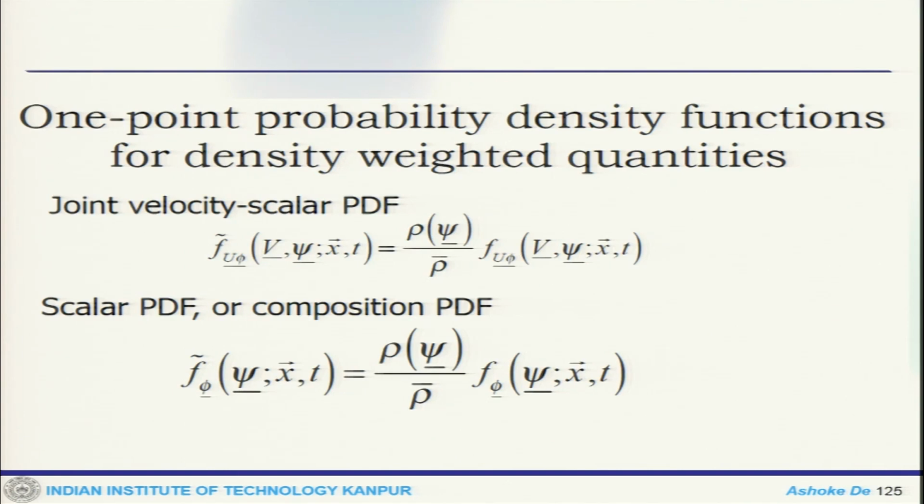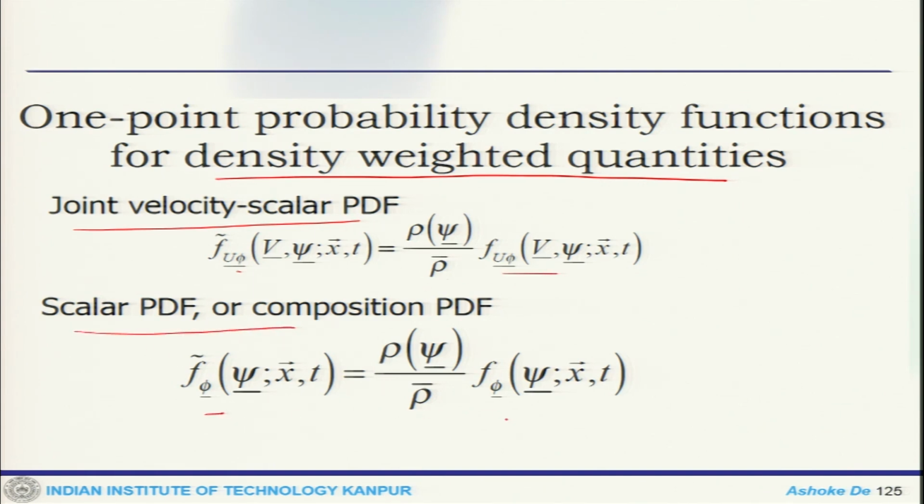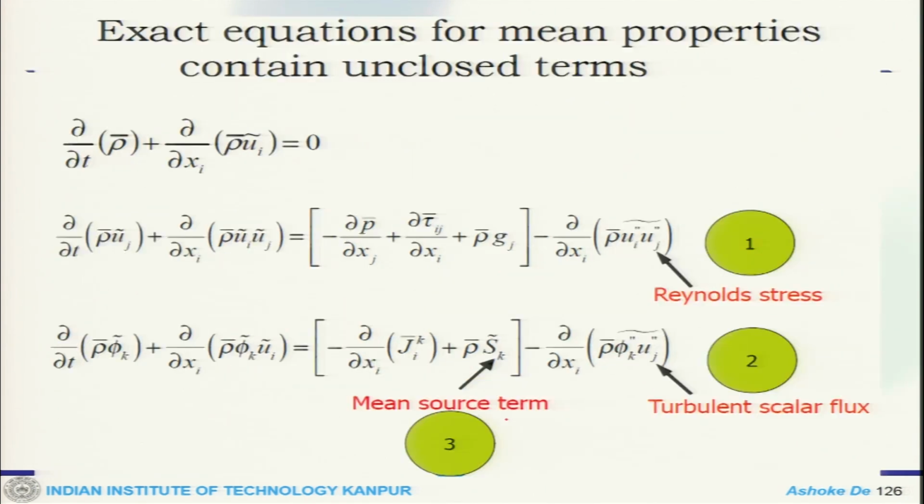Now, we can look at this 1 point PDF for density weighted quantities, because this is very important. We have already seen that if we are dealing with reacting system, this density weighted average is quite handy to avoid all these density fluctuations that arise during averaging. So, similarly for the joint velocity scalar PDF, this would be the density weighted quantities, and one can write rho over rho bar with this, and for scalar PDF or composition PDF this would be written like this.